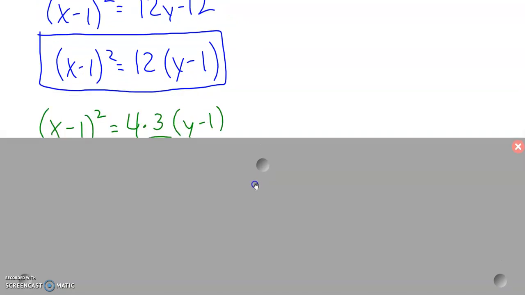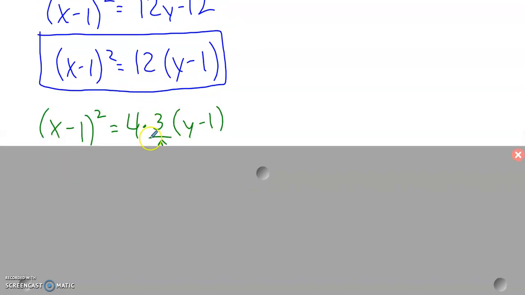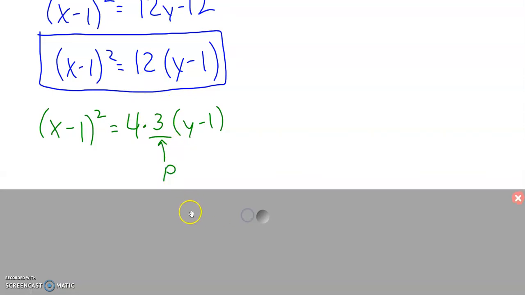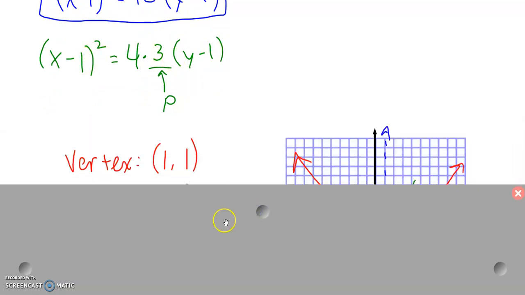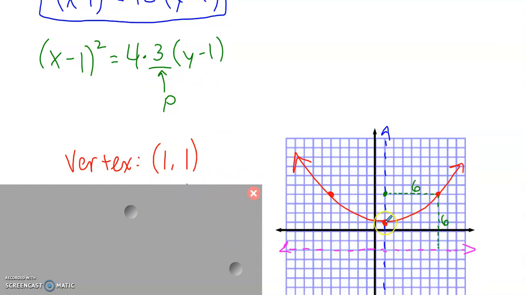And then from here I can identify next the value of p by saying 12 is equal to 4 times what? And the blank that's going to make that a 12 is a 3. That means p is 3. And then I can start identifying the vertex is at (1, 1). P tells me the focus is 3 units away from that, but I have to decide which direction that's in. So I start with my vertex here at (1, 1).